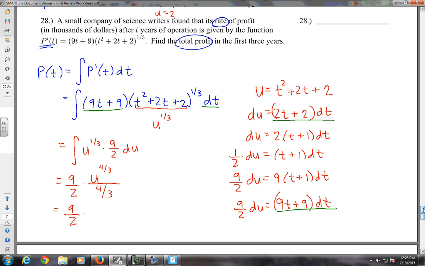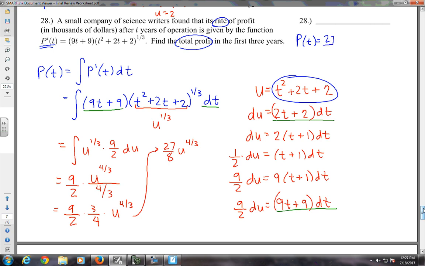Now, under the u, we're dividing by a fraction. That's the same thing as multiplying by its reciprocal. So we can clean this up a bit. We end up with 27 over 8 u to the 4/3. And remember, u is the same thing as this. So my total profit function, running out of room, I'll write it over here, replacing that u with t squared plus 2t plus 2, to the 4/3.